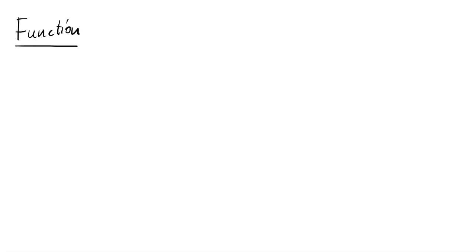A function is a rule that will for every number give you precisely one other number. So if you have a number x, you have a rule that will give you another number y in a determined way. And this is the number you plug into the rule, and this is the number you get out. So this is input, output.